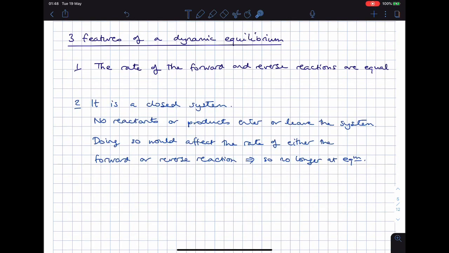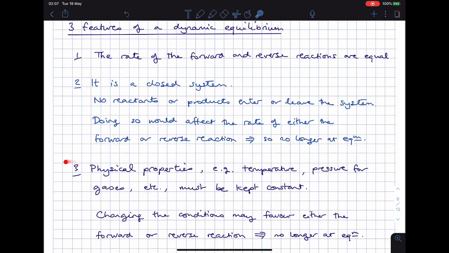The second feature of a dynamic equilibrium is that it must be a closed system. What I mean by a closed system is that there's nothing entering or leaving that system or that container. So no reactants or products enter or leave the system. If you start adding reactants to the container, that would increase the rate of the forward reaction. And if you add the product side substances to the container, that will increase the rate of the reverse reaction. So therefore the forward and reverse rates of reaction won't be equal, and therefore we won't have a dynamic equilibrium.